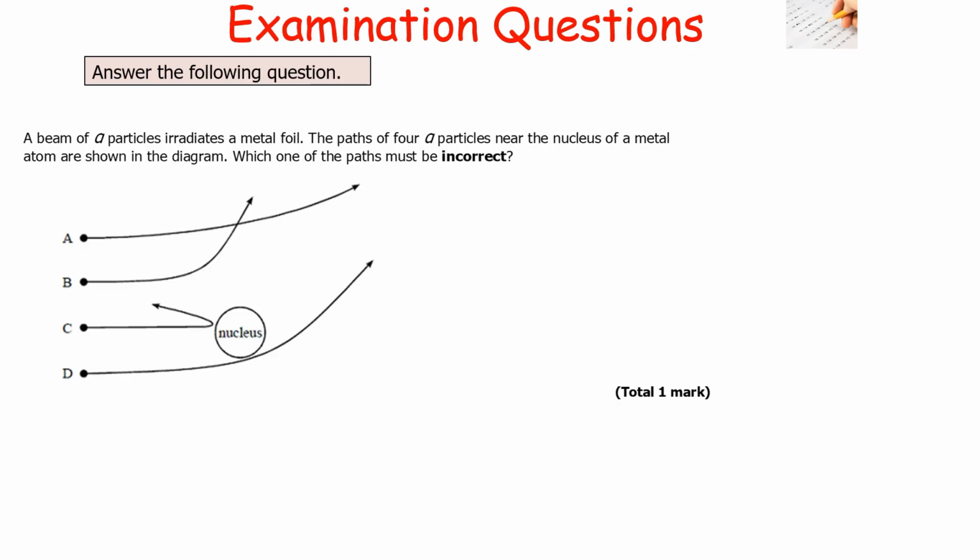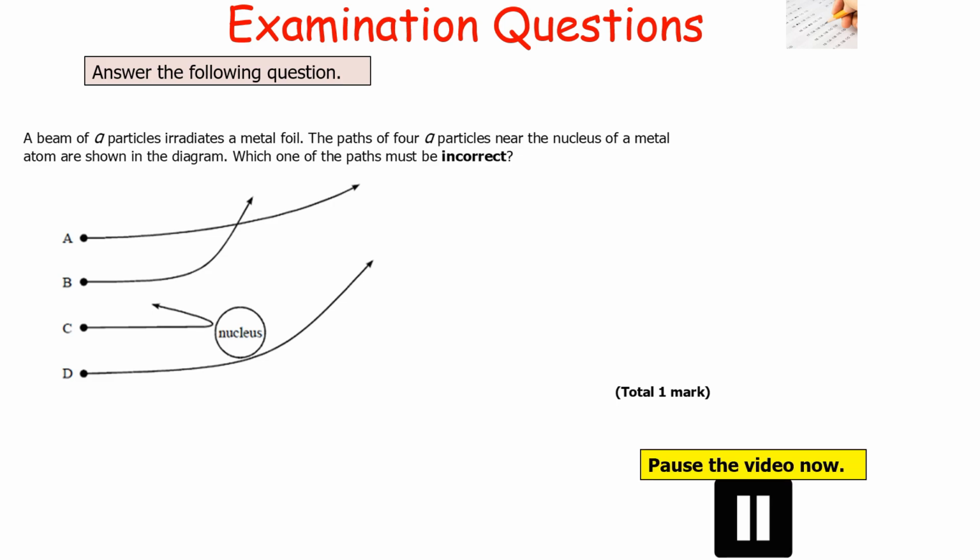The next question says, a beam of alpha particles irradiates a metal foil. The paths of 4 alpha particles near the nucleus of a metal atom are shown in the diagram. Which of the following paths must be incorrect? So pause the video now, then unpause the video when you want to go through your answer.